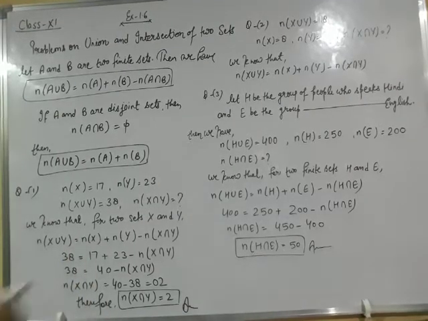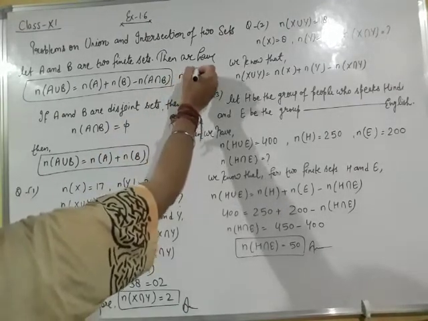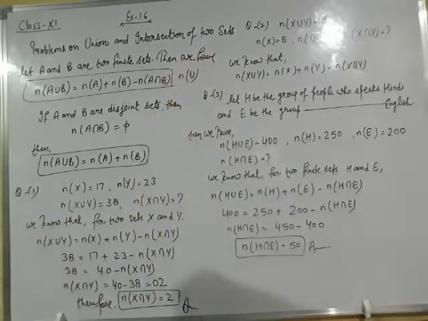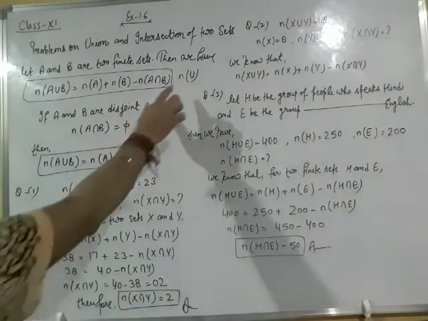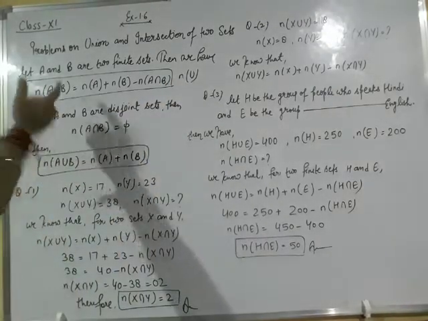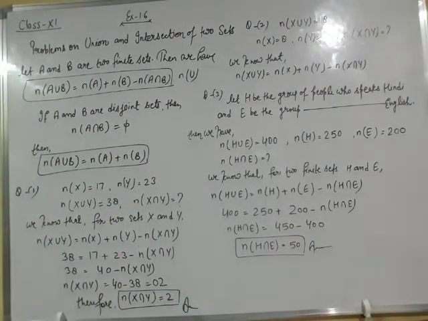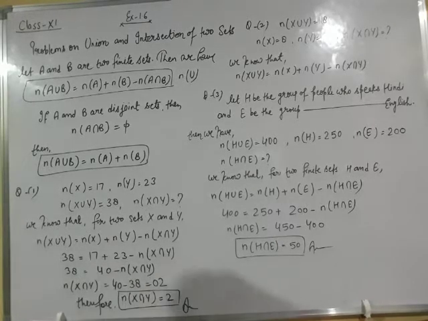Also n(A union B) is equal to n(U). n(U) means number of elements of universal set. If A and B are two sets, then n(U) will be equal to n(A union B). Right? We will follow this in our exercise.